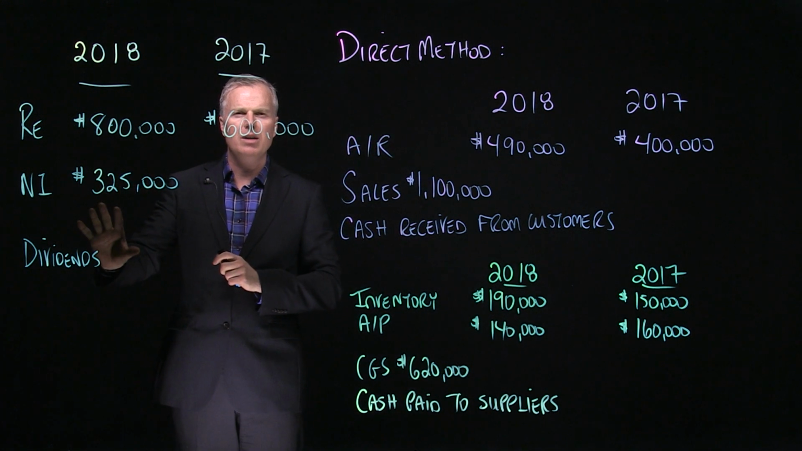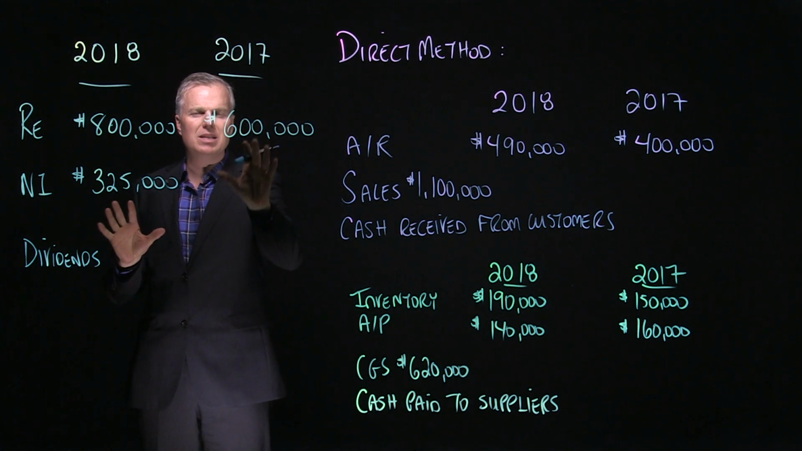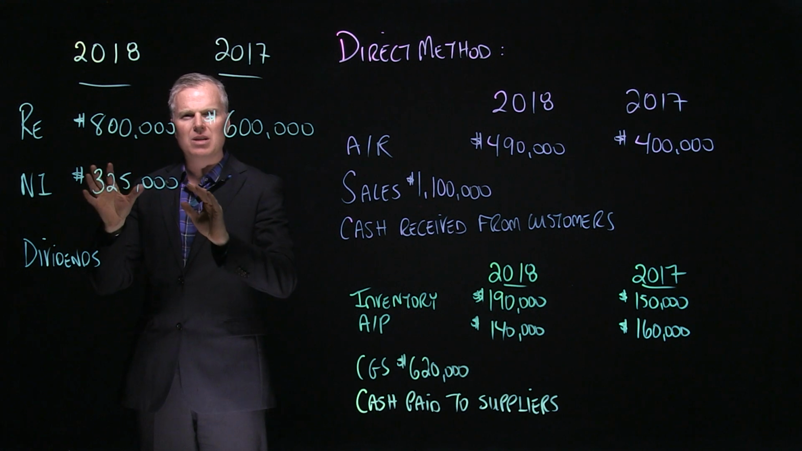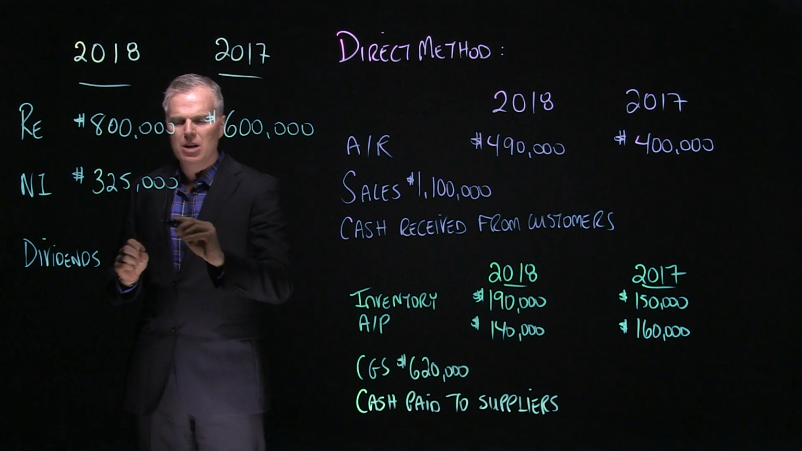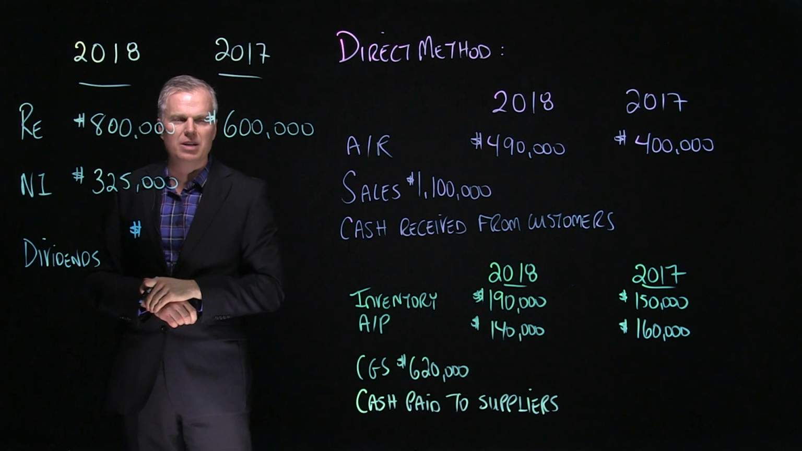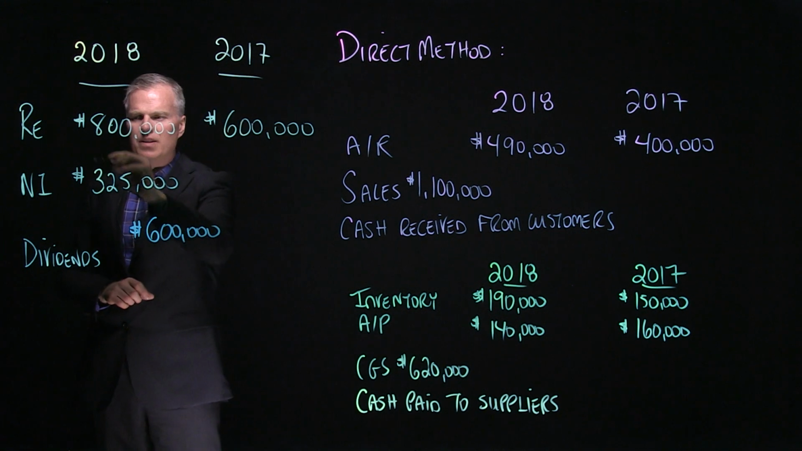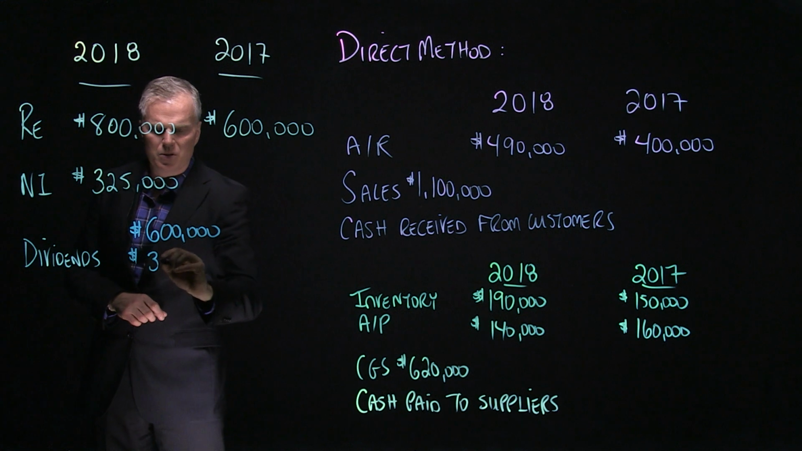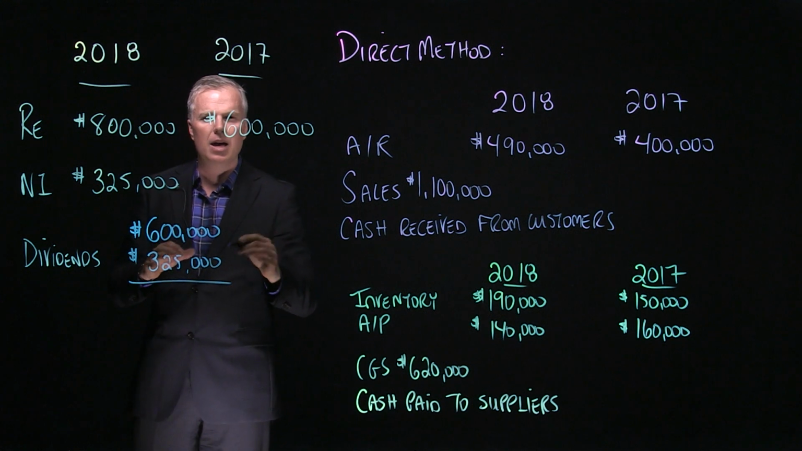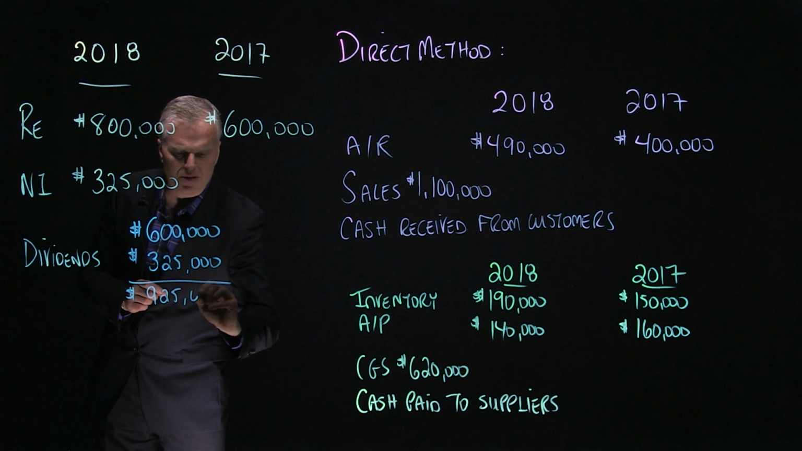Dividends. How do we calculate the dividends that a company pays out in a year? Well, we have to understand the logic between how retained earnings work with regards to the income statement and its net income. At the beginning of 2018, end of year 2017, our starting balance was $600,000. And in 2018, we had net income of $325,000.